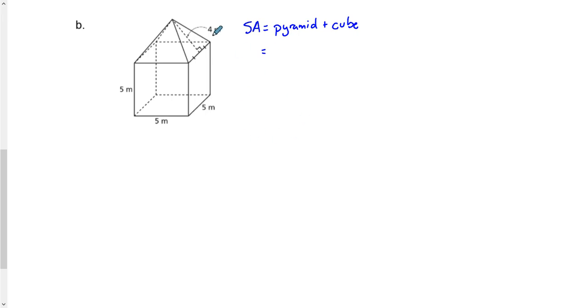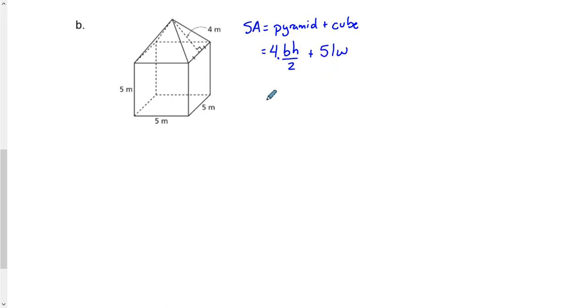Now, the biggest thing is on this pyramid, the only things that are exposed are these four triangles. We don't have to worry about the bottom. So we have four triangles: 4 multiplied by base times height divided by 2. Adding our cube, each of these sides are all the same. So length times width. Some people use side squared, but length times width is perfectly fine. At the same time, the amount of exposed sides are 1, 2, 3, 4, 5: left and right, front and back, and bottom.